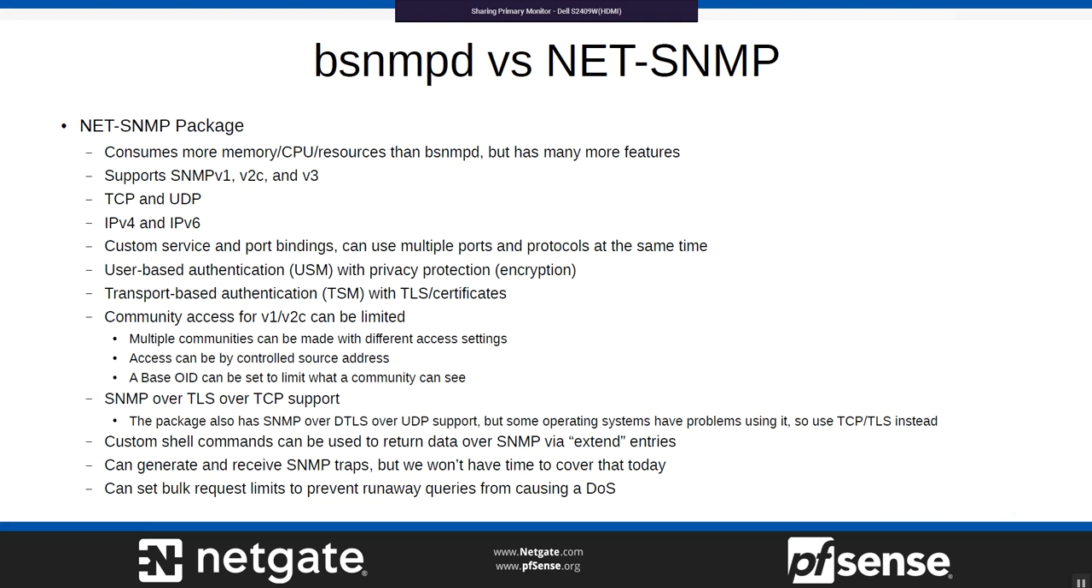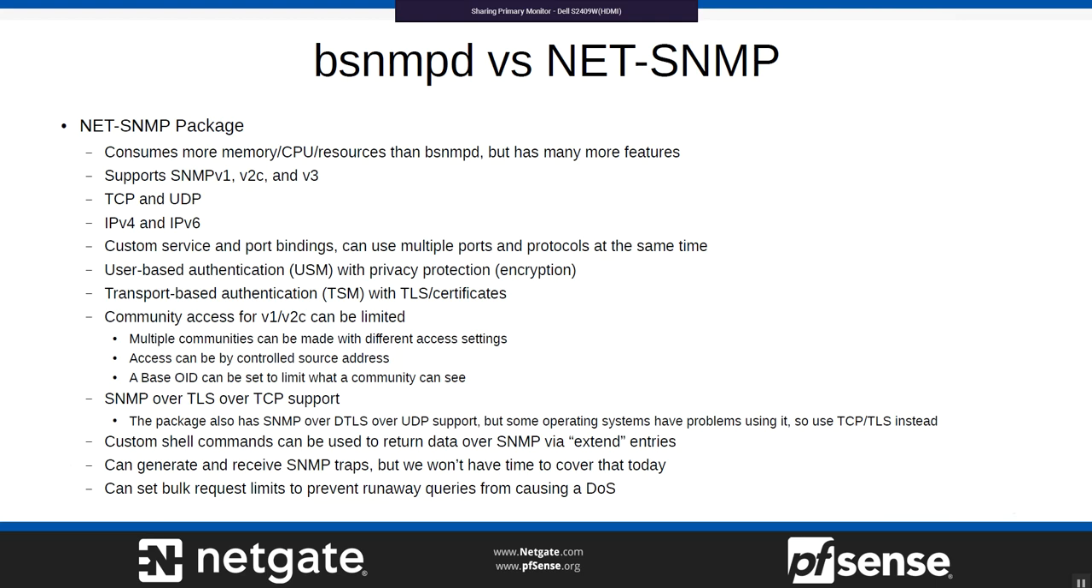All right, moving on to Net-SNMP. It is larger, and consumes more memory and resources than BSNMPD, but it has a lot more features. The biggest one is that it supports SNMP v3 in addition to v1 and v2c. It also can do TCP and UDP. UDP is more efficient, but TCP is better from a reliability standpoint, so you can have some assurance that you're actually getting a good connection and that your packets will be retransmitted and not just lost.